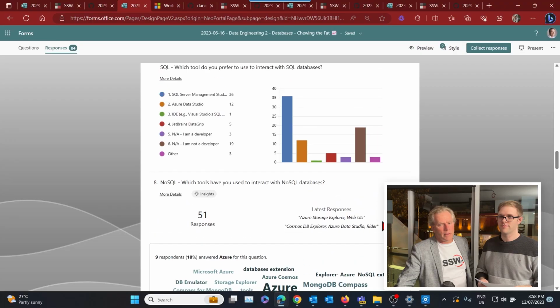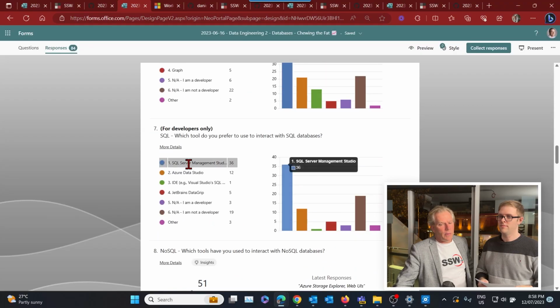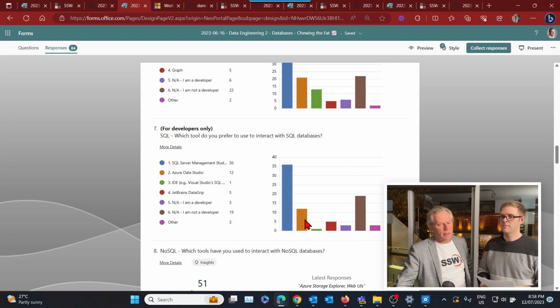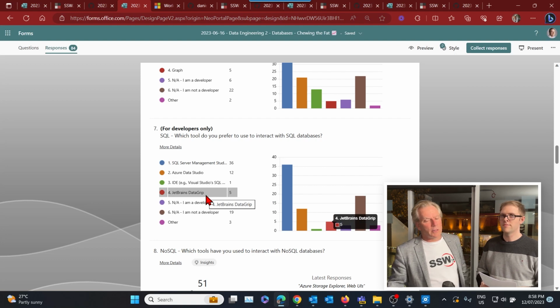Okay, all right, let me just fly down to that one. That's a good one. Here, this one. So here we go. Look how popular this one is over Azure Data Studio and other IDEs. There's one from JetBrains, which is quite good, but it's only got 5 users. I think SSMS is just so fully featured that it's hard to beat. Yeah, that's right.